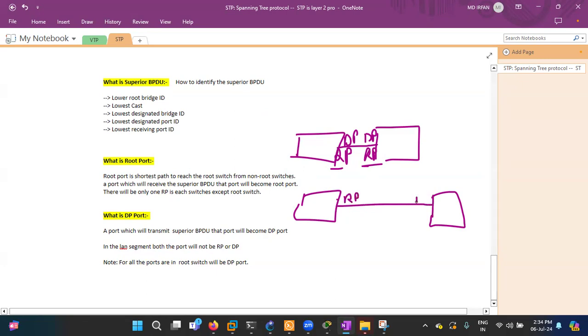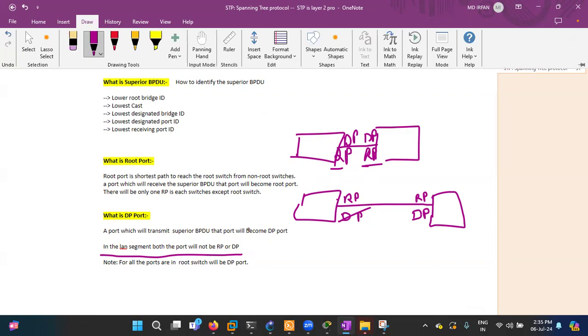RP could not be, okay, DP, it is not possible as per the spanning tree rule. Means both sides could not be RP, both sides could not be DP. Okay, clear. Why, you will learn very soon. That is the only concept which I write here. That is what it means.